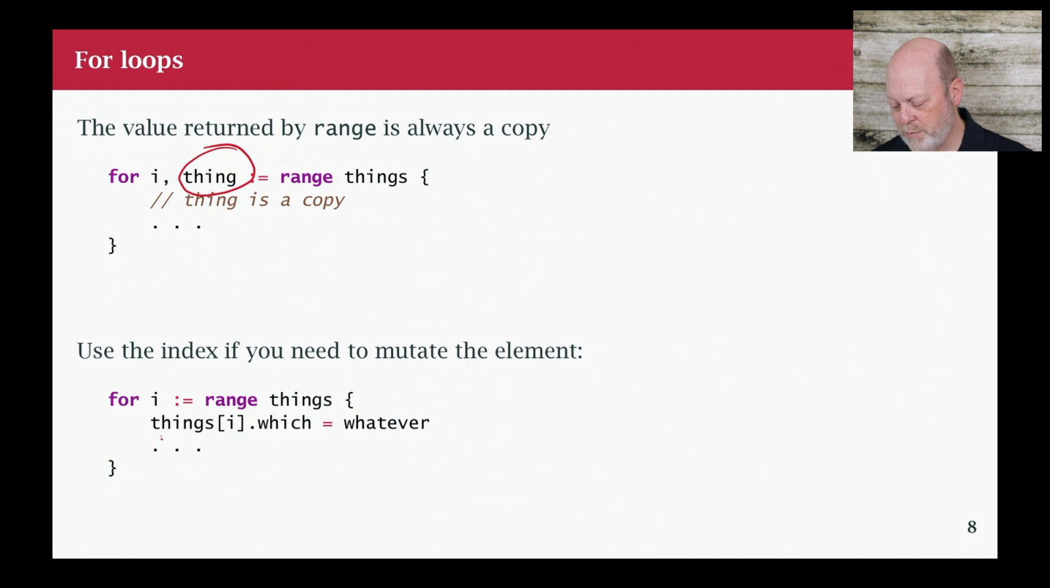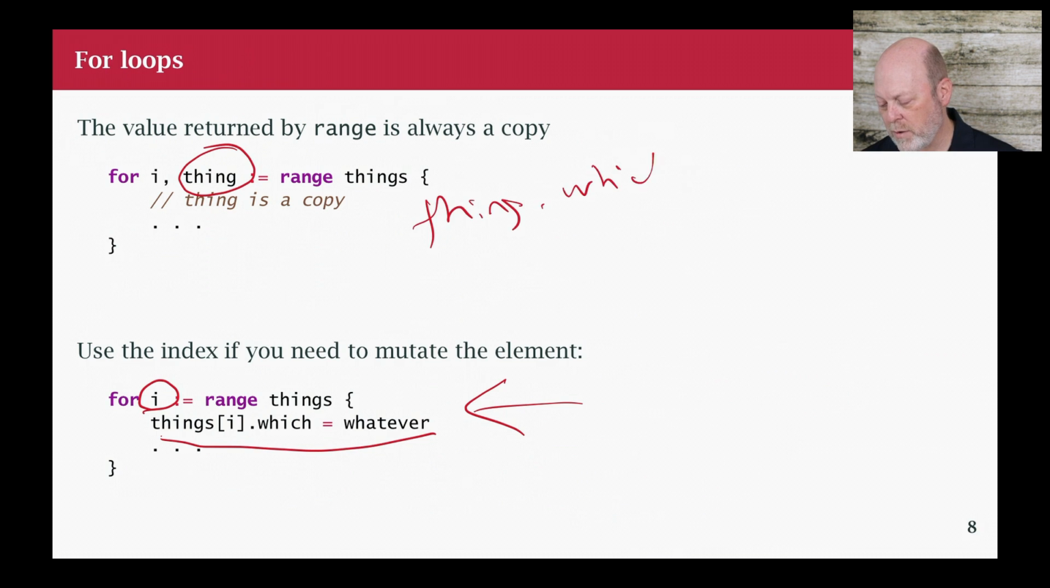But if you want to mutate it, that's also an issue. Let's suppose thing is some structure and it has a field and I want to change the field. Well, if I change it in the copy, that change will no longer be visible outside of this loop iteration. So it's much more useful to do the one variable range, get the index, use the index to subscript into the original slice or array, and change it. This change down here will be visible after the loop is done. If instead I did thing dot which is equal to some value, well, that's good until I hit this closing curly brace, and then it just disappears.